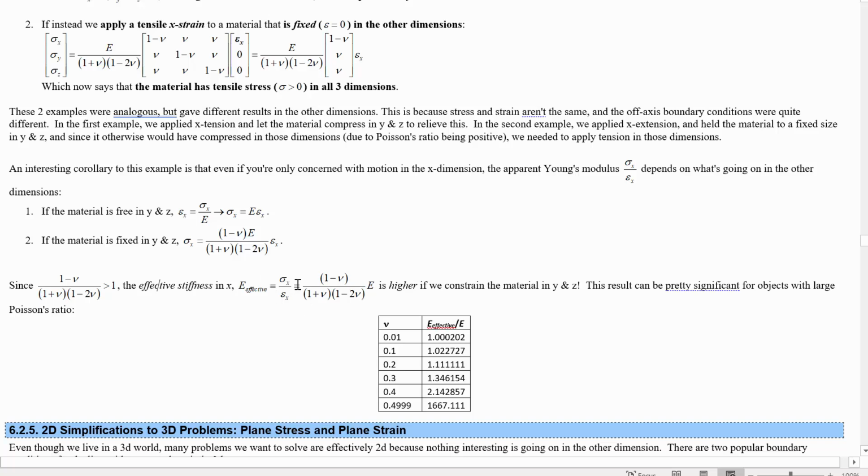I guarantee people in the chat are going to say, what effective stiffness? I've never heard of this. Well, here it is, effective stiffness. It is just the stress divided by the strain. So you do some experiment on the object, like you put some stress on it, you see how much strain you get, the ratio is the effective stiffness. Okay, so the effective stiffness, if we have it free in the other dimensions, is just actual E.